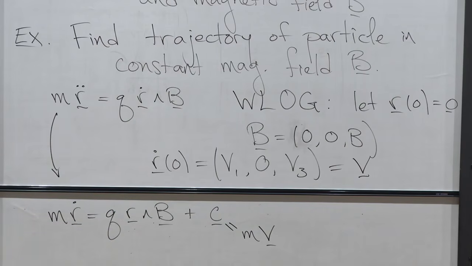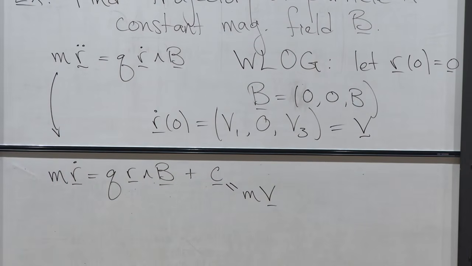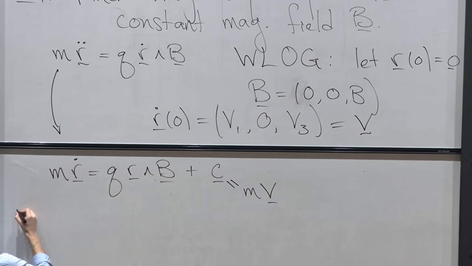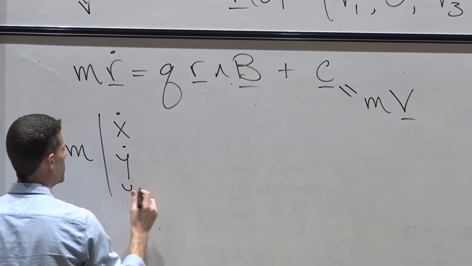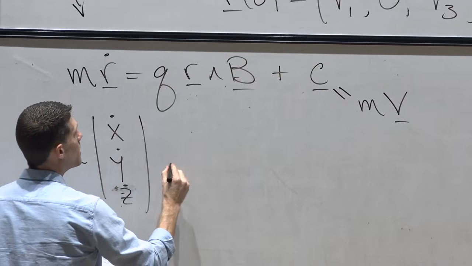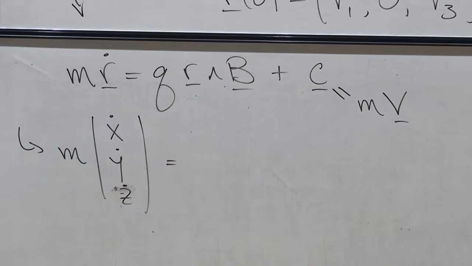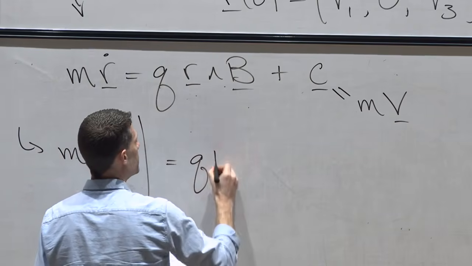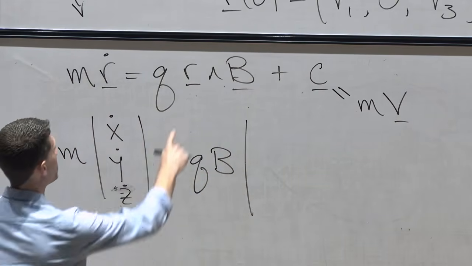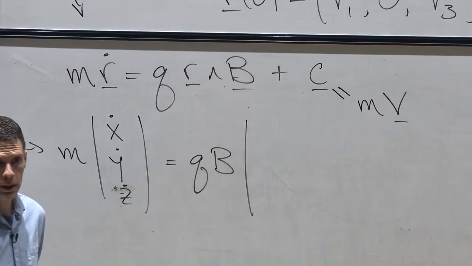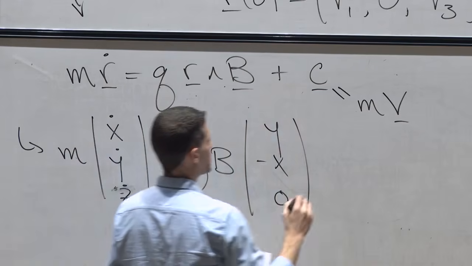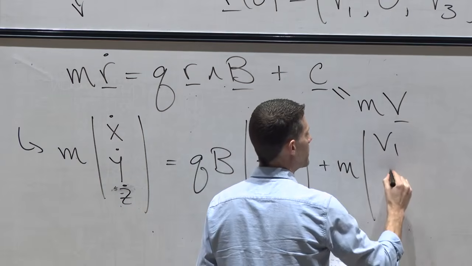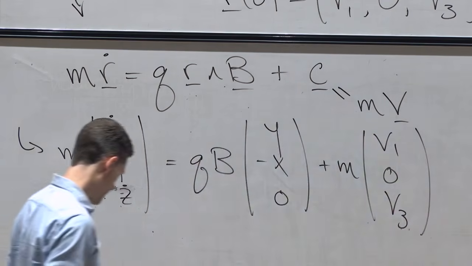Okay. So I can integrate once. Now that's a bit funny because now the r is living inside the cross product. And now I think I need to go to components. So in components, I have m times x dot, y dot, z dot equals, and if I write out that cross product, I get qb. So that's x, y, z cross 0, 0, b. Gives me a y, minus x, 0, and then plus m v1, 0, v3.